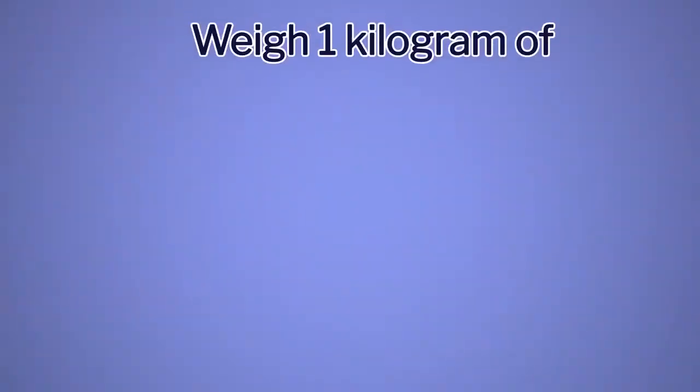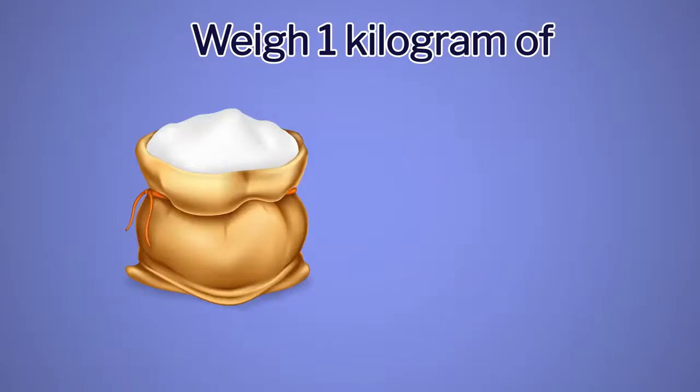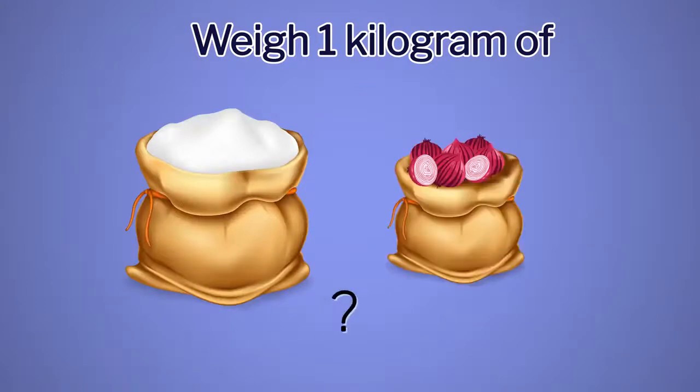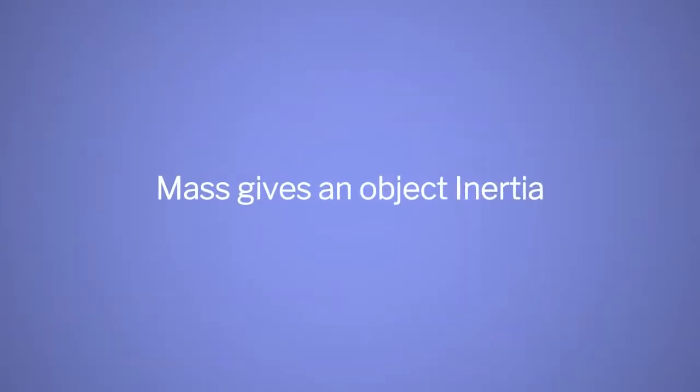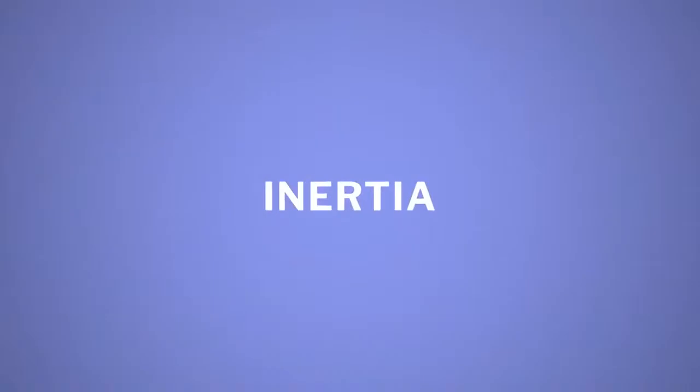This answers my question. Here, we have 1 kilogram of cotton and 1 kilogram of onions. Can you tell whether the mass of both of them is equal or not? We can see that the mass of 1 kilogram of cotton and 1 kilogram of onions is obviously the same, even though their volumes are very different. Mass gives an object inertia. In the next activity, we will learn about inertia.